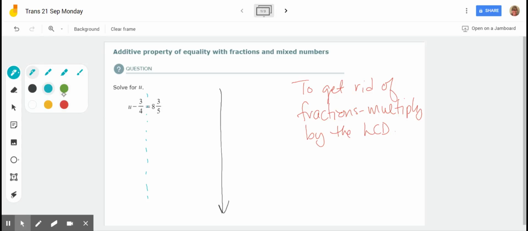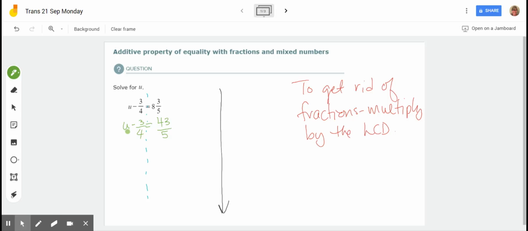All right, so here we go. I'll work in green because why not? All right, so I'm going to leave that as is because I'm not going to do anything with it. Okay, but I got to switch this. 5 times 8 is 40. 40 plus 3 is 43/5. Okay, great.